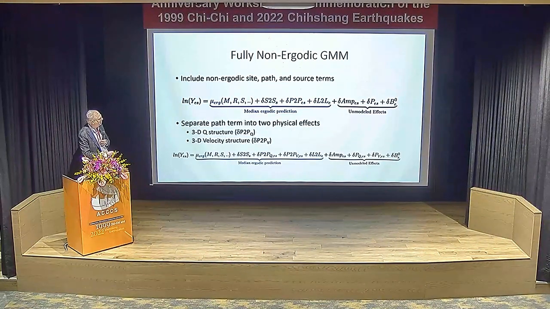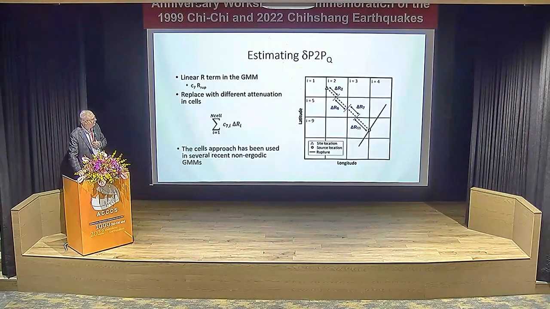And so now we're also going to take this term that we've called a path effect, and split it into 2 physical behaviors. One due to Q, damping in the crust, and one due to the 3D velocity structure. Okay, those are 2 different behaviors. So I'm going to break this term down here into this. So now I've got 4 different non-ergodic terms I'm trying to bring along.